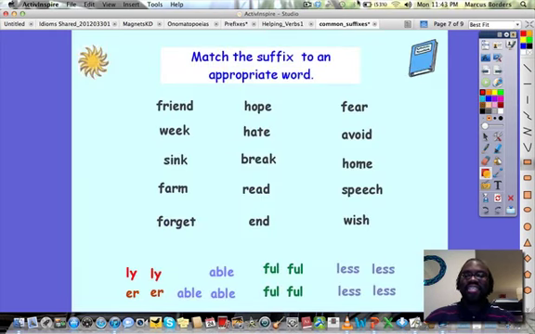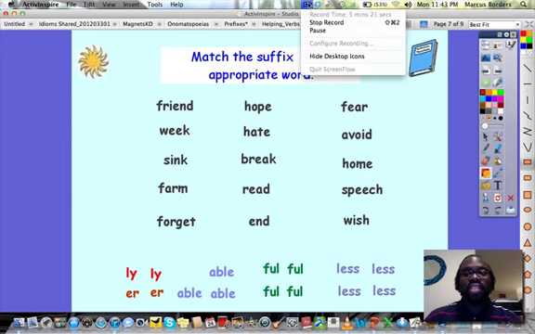Okay. Just take a moment in your journals and match the suffixes to the appropriate words. You have your suffixes down here, and you have your actual root words or base words here. Again, take a moment to review the video if necessary, and we'll be ready to discuss this in class.